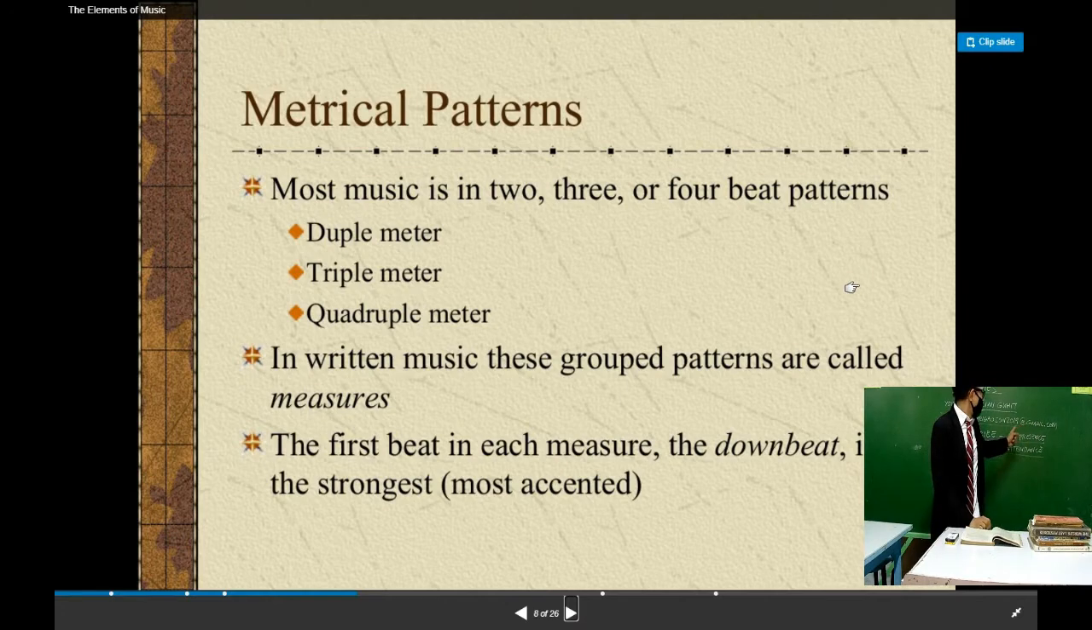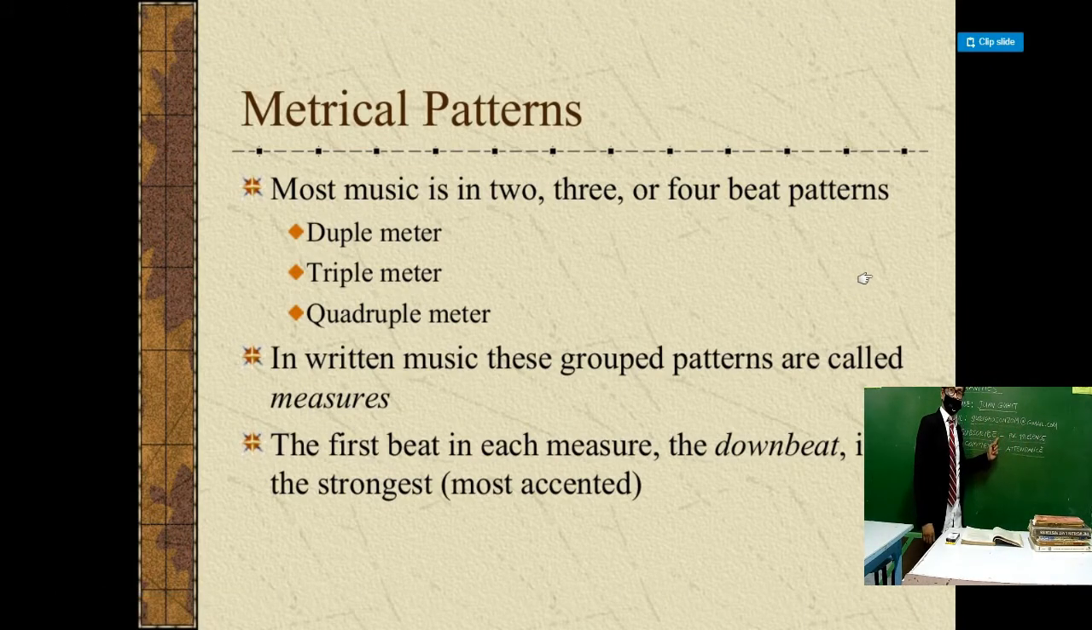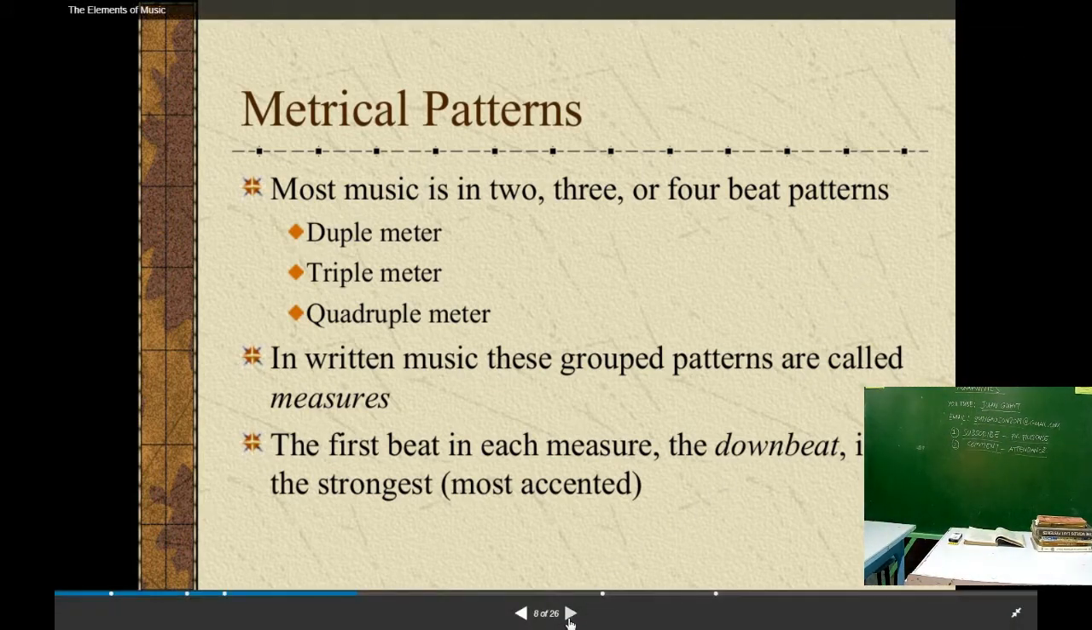Metrical patterns, what are these? Most music is in 2, 3, or 4 beat patterns: duple meter, triple meter, and quadruple meter. In written music, these group patterns are called measures. The first beat in a measure, the downbeat, is the strongest, most accented.